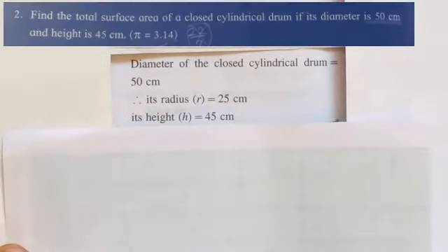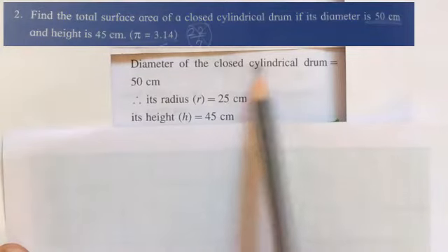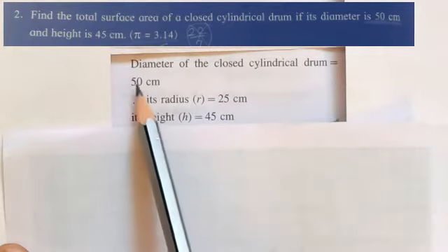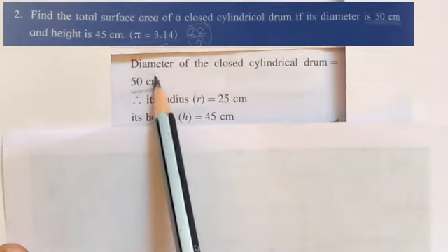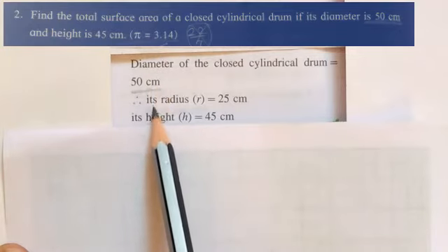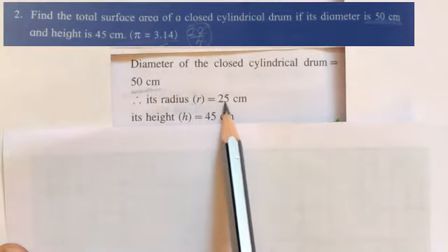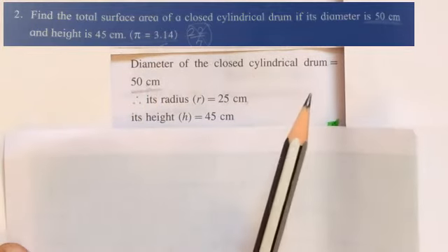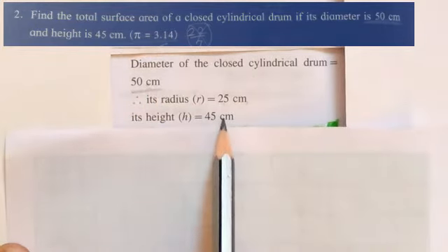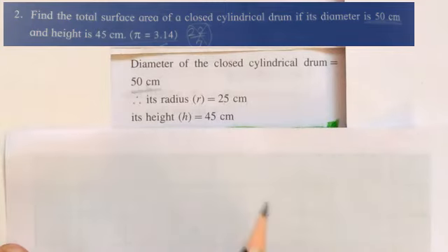Now students, in the answer, at first we have to write what is given in the question, that is diameter of the closed cylindrical drum is 15 centimeter, right? Now let's convert this diameter into radius. So its radius is equal to 25 centimeter, which is just half of diameter. And what is the height? The height of the drum is 45 centimeter. Let's put the formula.